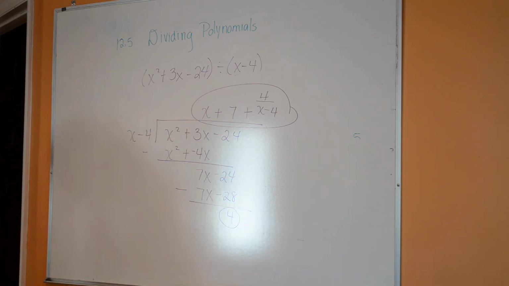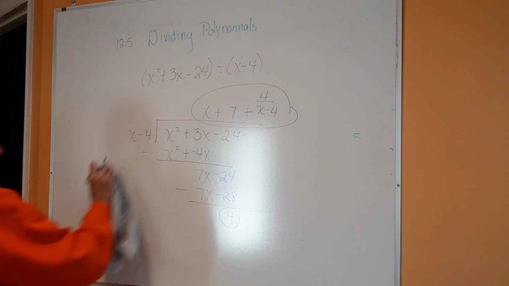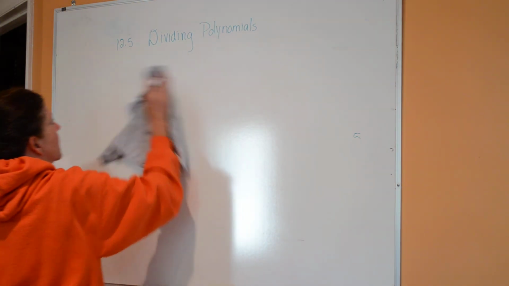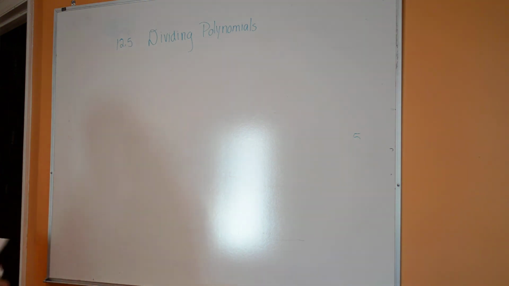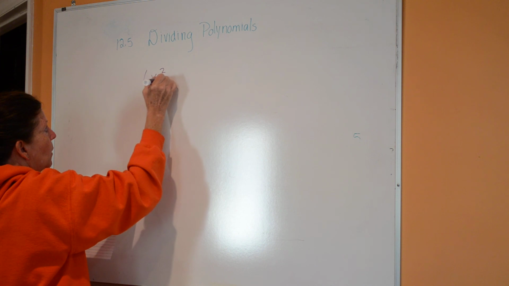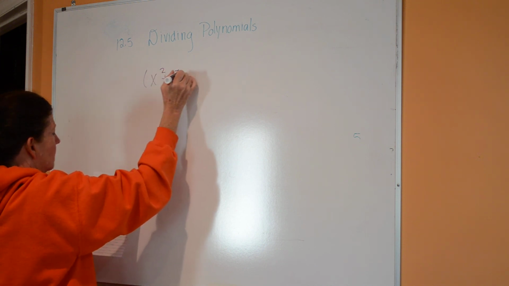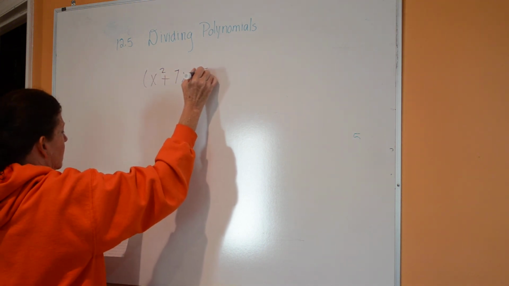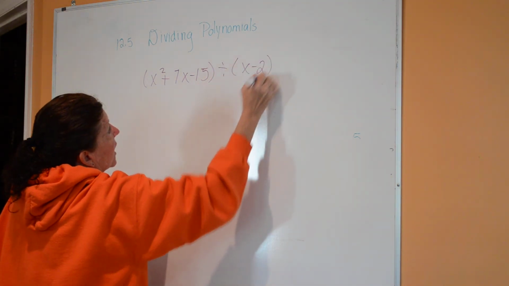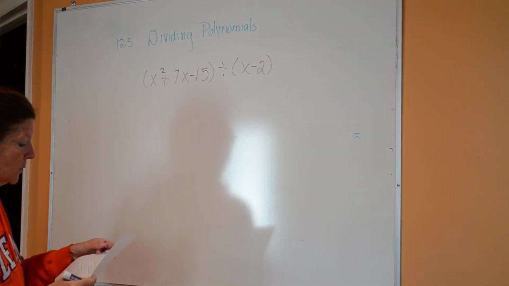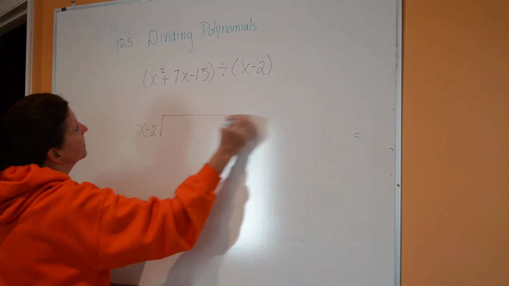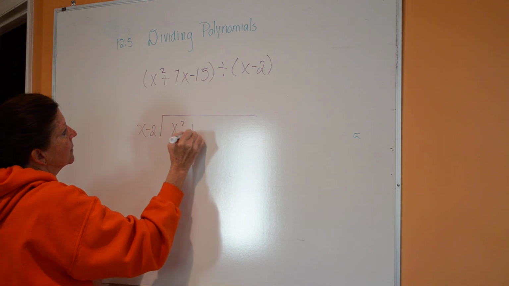All right, let's try another one. You can see that it's a little different, but it is easier than what we think of as long division. So long division with polynomials is easier than long division with just numbers. All right, the x minus 2 is going to go on the outside. This part's going to go underneath it.